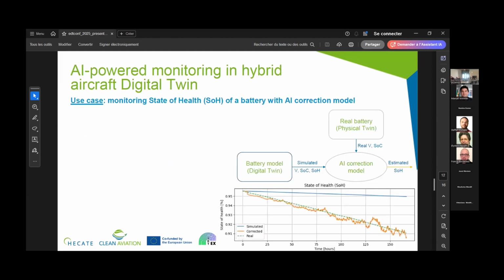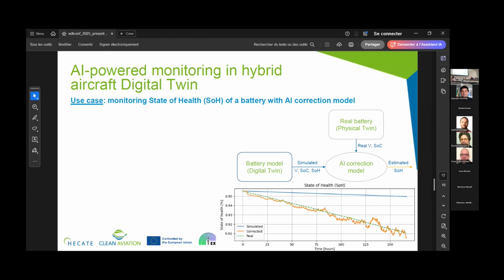Okay, so before I wrap up, I just wanted to come back to this starting point where I talked about many use cases of digital twins in AI. So here's one of them. This is the simplest that we tackled, and it's about monitoring the state of health of a battery that is in an aircraft by using an AI correction model.